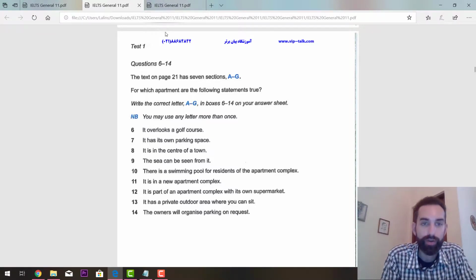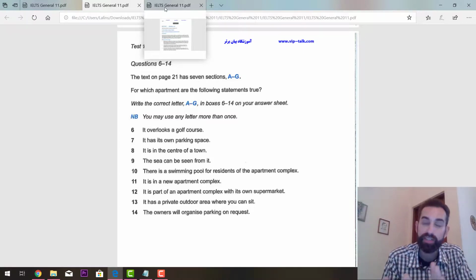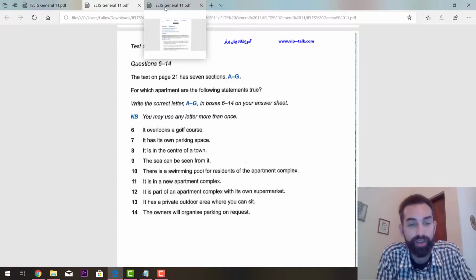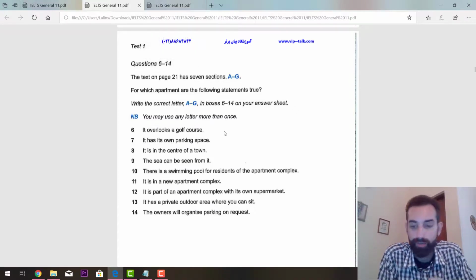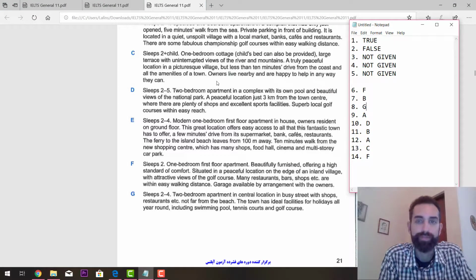So let's go through our answers just to double check. Always a good thing to do. If you have time left over, always double check your answers. You never know when you might have accidentally made a mistake. You might miss out on some easy marks. So now 6. Overlooks a golf course. Was that F? Here we were: situated in a peaceful location on the edge of an inland village with attractive views of the golf course. So yes, 6 was F.